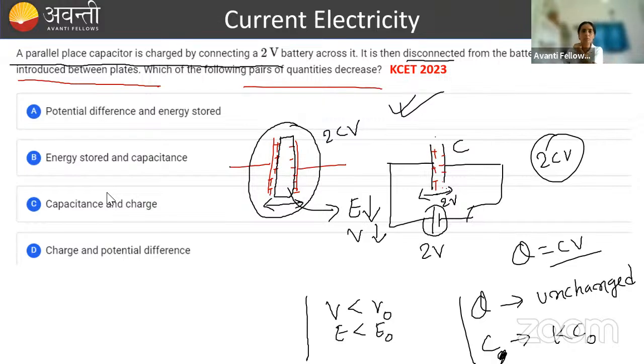Okay. Now comes the question of energy stored. So one formula for energy stored is half CV square, that you can also write as Q square by 2C. So Q is remaining unchanged. In Q square by 2C, C is becoming K times. So energy stored will decrease. Okay. So what are decreasing? Now check. Potential will decrease. Energy stored will decrease. Yes.